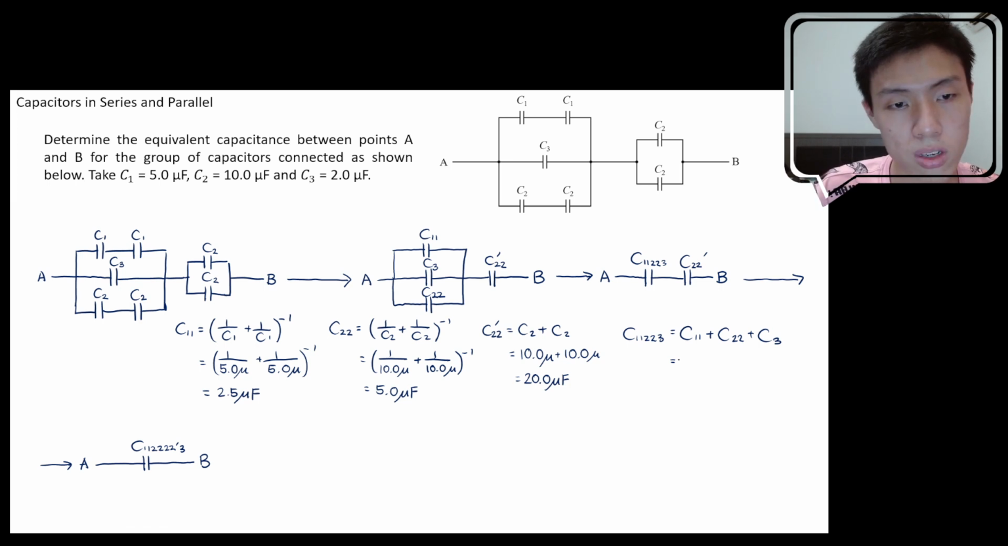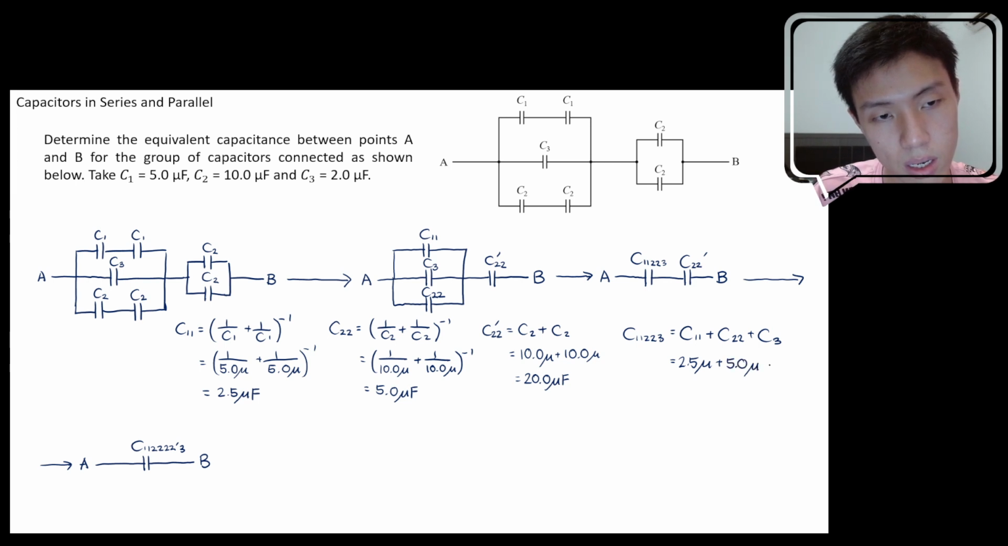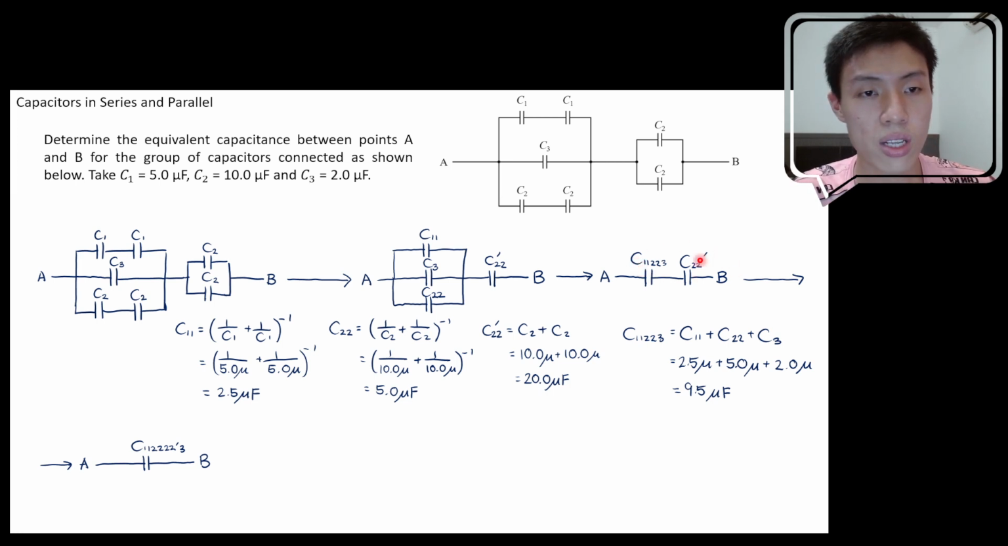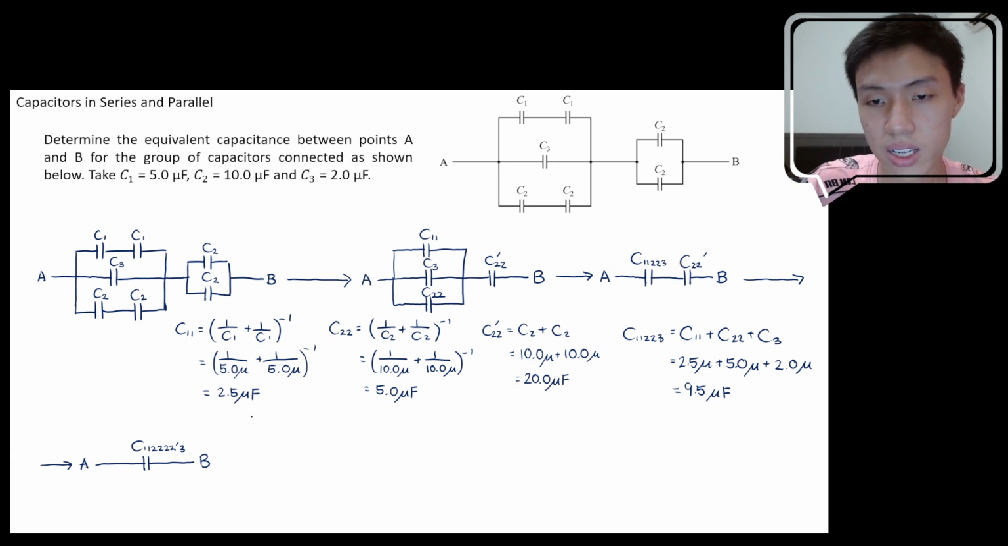So C11 is 2.5 micro, C22 is 5.0 micro, C3 is 2 micro. So if you add them up, you get 9.5 microfarad. Okay, so this is us merging them to become C11223. Now we are going to merge C11223 and C22 prime together, and because they're in series, the calculation has to be the slightly complicated calculation.